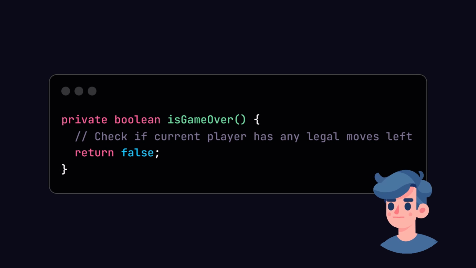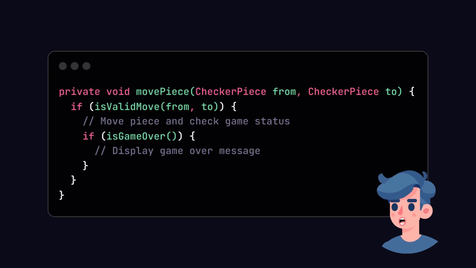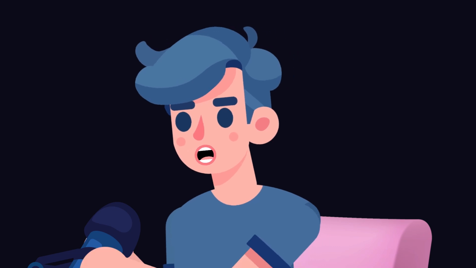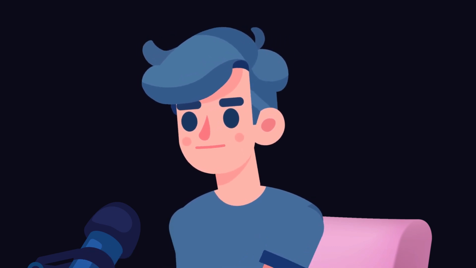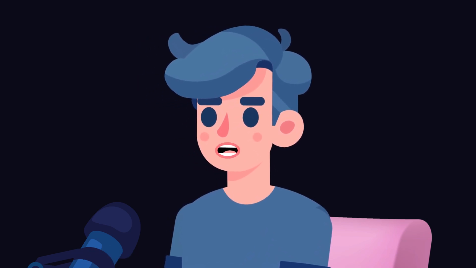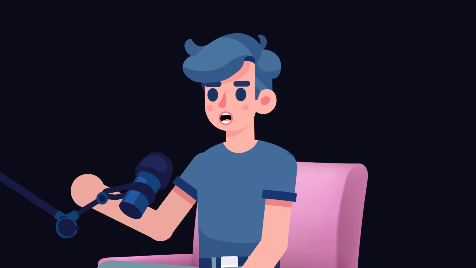To conclude, you'll want to integrate some basic game over logic to determine when a player has no valid moves left. You can call this method after each turn to check if the game should end and display an appropriate message. Congratulations! You have just built a complete 3D checkers game in Java. You have implemented the board setup, piece movement, capturing, player switching, and game over logic.